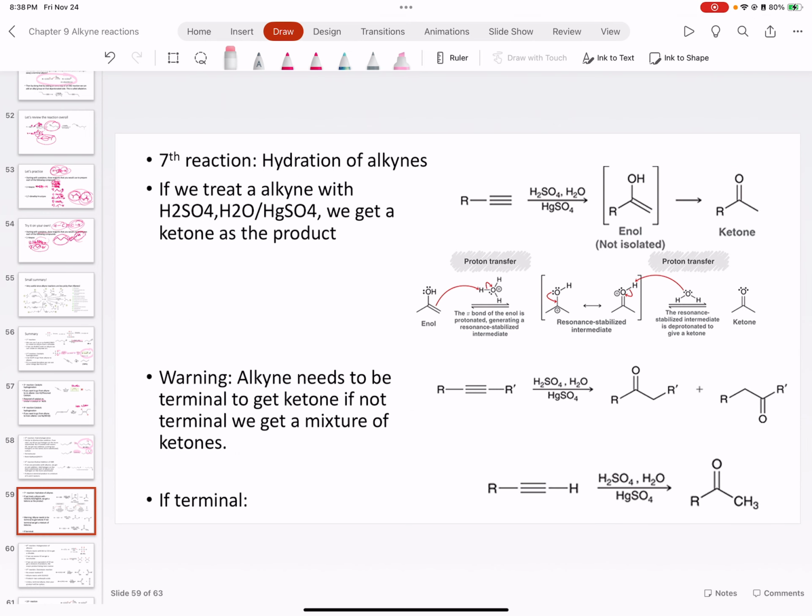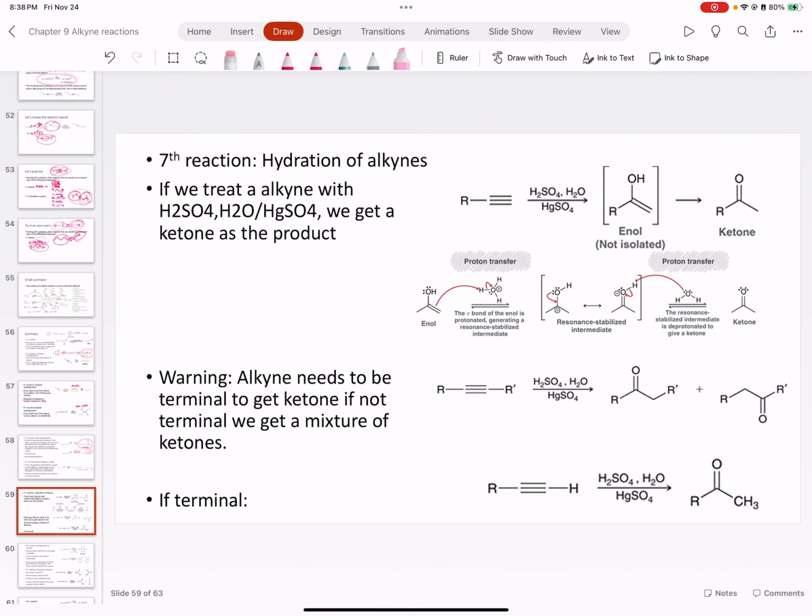Seventh reaction is hydration of alkynes. If we treat an alkyne with H2SO4 and H2O with HgSO4, we get a ketone as the product. Warning: the alkyne needs to be terminal to get one ketone. If it's not terminal, we get a mixture of ketones.